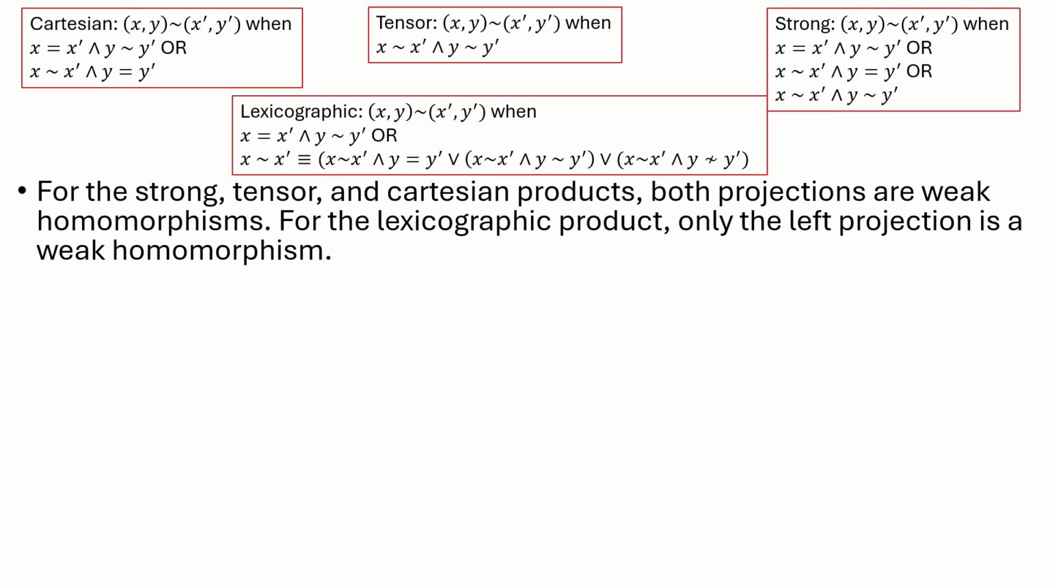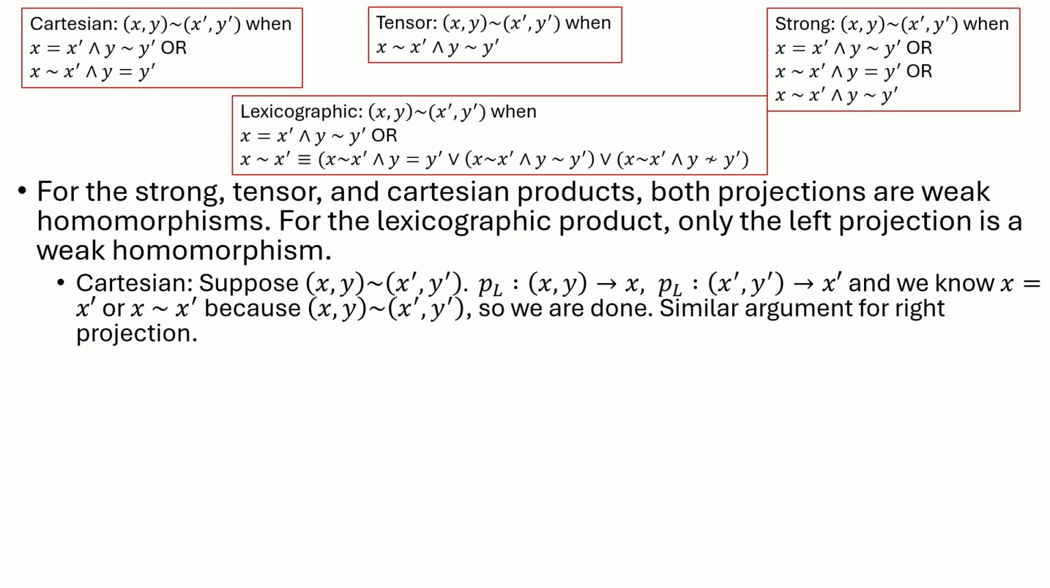We can see that these statements are true by examining the adjacency rules of each product. For the Cartesian product, adjacent pairs of vertices either have the same left coordinate and adjacent right coordinates, in which case they get mapped to the same vertex by the left projection and to adjacent vertices by the right projection, or they have the same right coordinate and adjacent left coordinates, in which case they get mapped to adjacent vertices by the left projection and to the same vertex by the right projection. It's never the case that a pair of adjacent vertices in the product get mapped to a pair of non-adjacent vertices in one of the factor graphs. So both projections are weak homomorphisms.